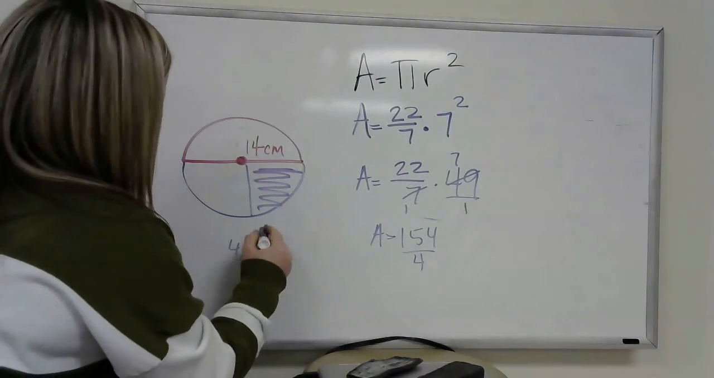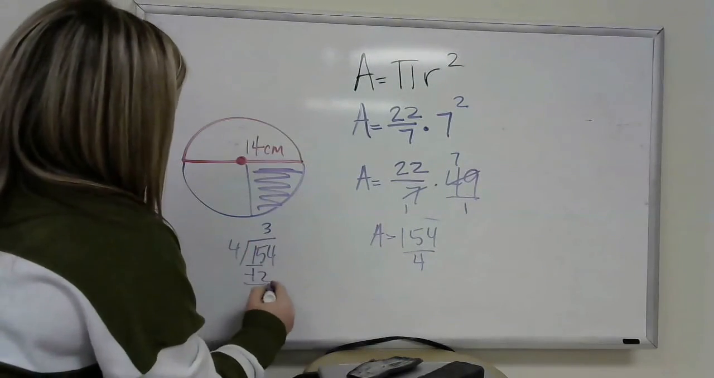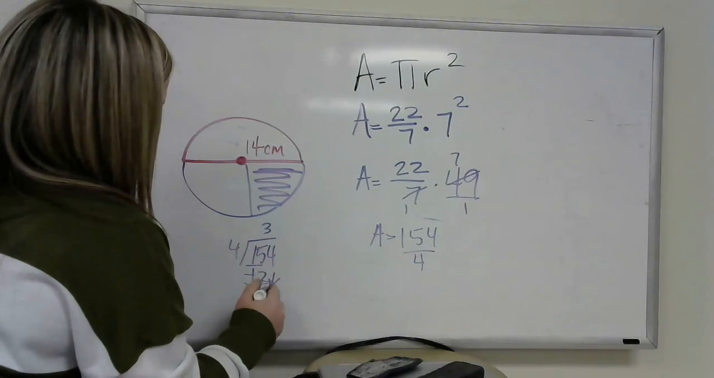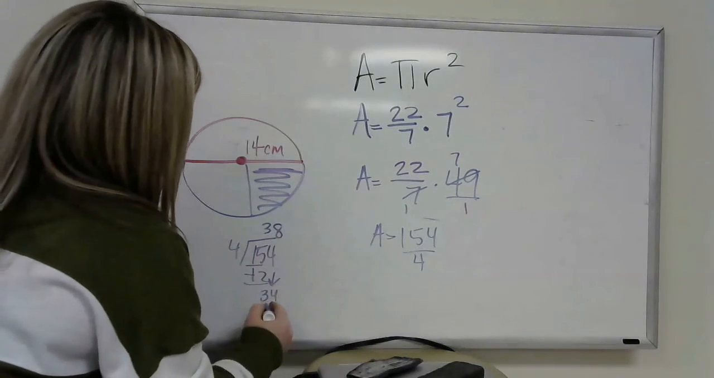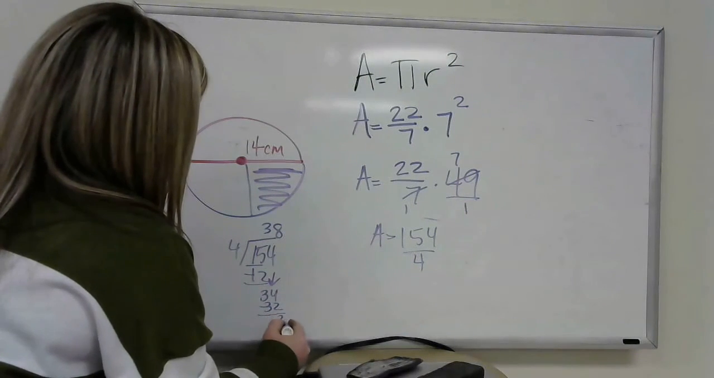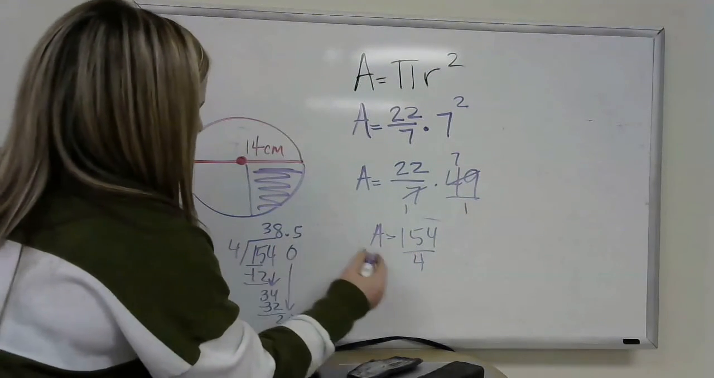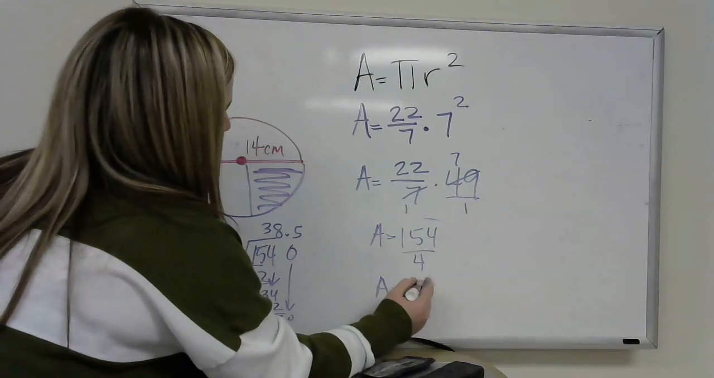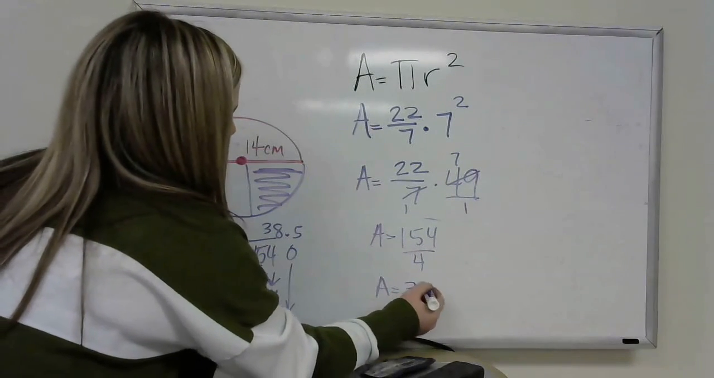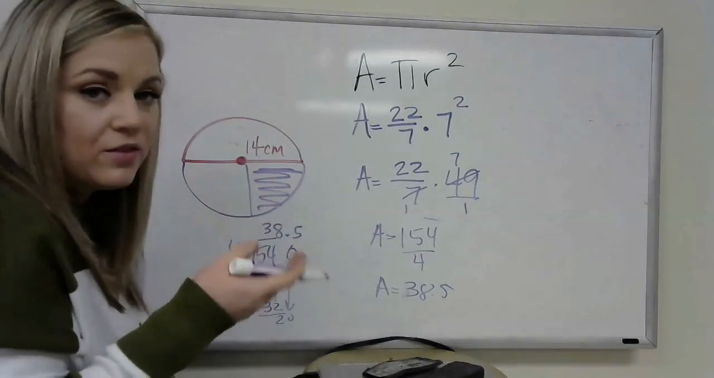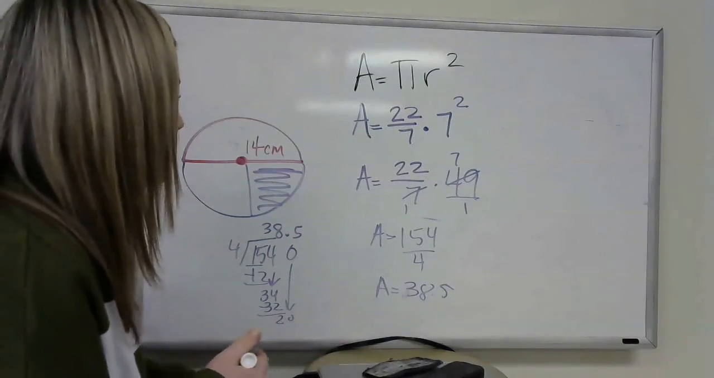4 goes into 15 3 times. 4 goes into 34, it goes in there 8 times, that's 32. We have 2, we've got to add a decimal. And 38.5. So for a quarter circle, it would have been 38.5. Now we could have done the 77 and divided that in half too. That would have worked also.